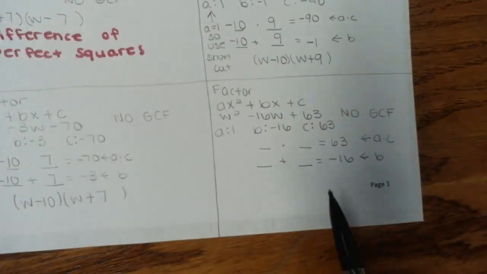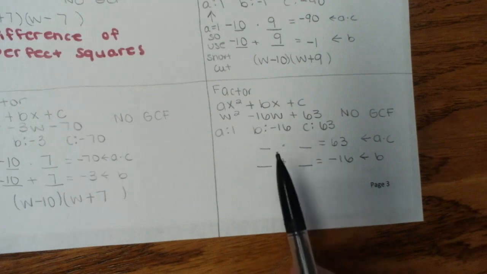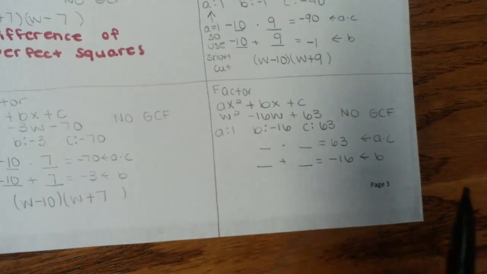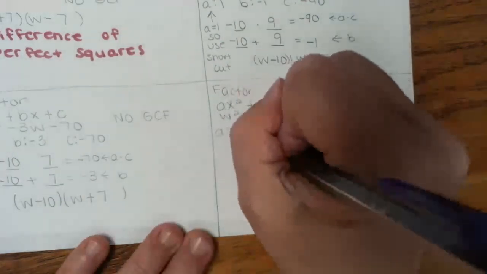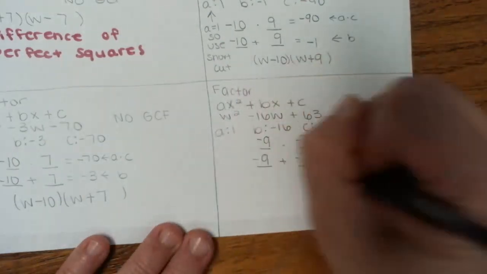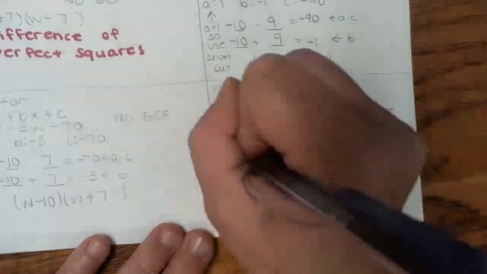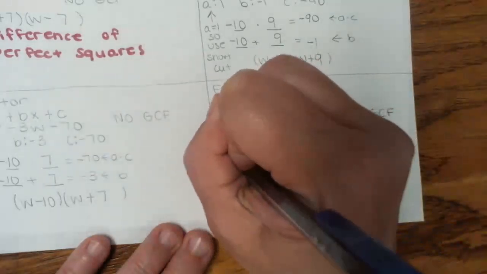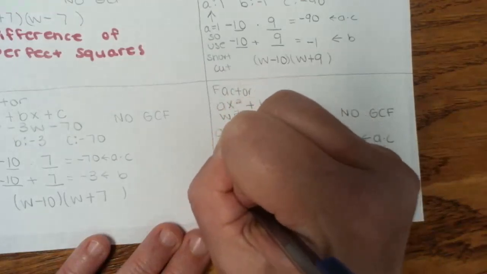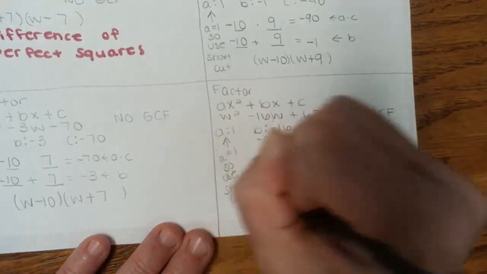9 and 7 multiply together to give us a positive, which means same sign. In order to add together to give us a negative, they both have to be negative. So negative 9 times negative 7 is positive 63. Negative 9 plus negative 7 is negative 16. Thankfully, they've been so nice to us. Our a value is 1, so that means we can use our shortcut.